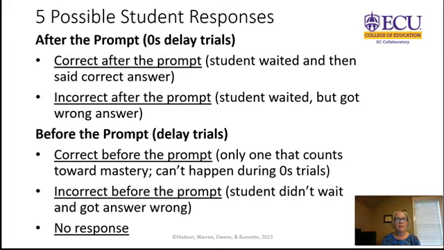The student can also score a correct before the prompt. This is really what you're going for. These are the responses that count toward mastery, and they can't happen during 0-second delay trials because you're immediately pairing the prompt with the stimuli. But when they can tell you the correct response before the prompt, that's when they say the word before you tell them. And they can also have an incorrect response before the prompt. That's where they didn't wait for a prompt and they got the wrong answer. They can also have a no response.